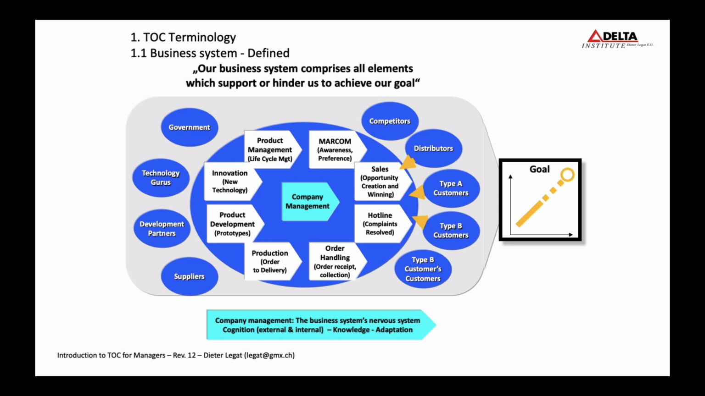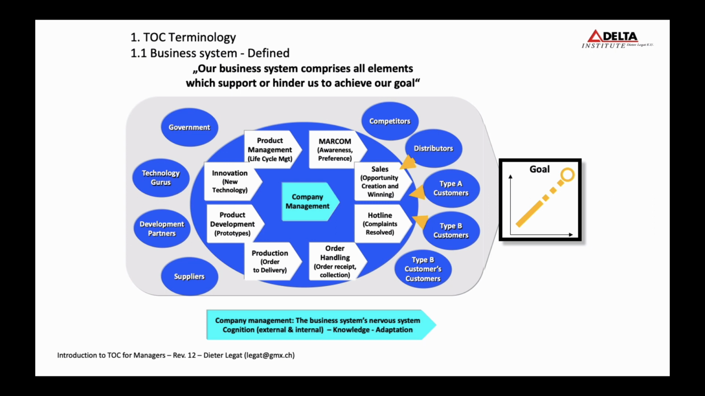First, the business system's purpose is to achieve a goal. Second, that goal determines the elements of the business system. Example, if our goal is to take a walk on Kahlenberg near Vienna, we need a different system than if we want to climb Mount Everest. If we want to build electric cars, we need a different business system than if we fly to the moon.